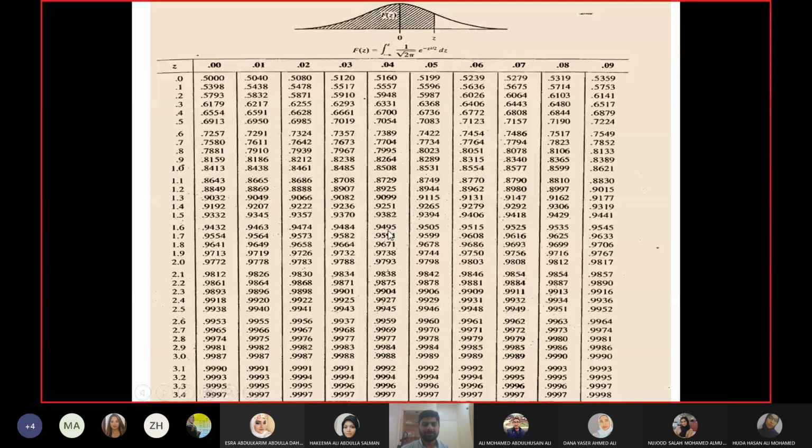At 94.95, the Z value is 1.64. See, the first decimal place will come from here and the second one will come from the column. So 1.64 is the Z value at 94.95 probability. Then at 95.05, the Z value is 1.65. Okay, so my required Z value is between 1.64 and 1.65. So it is exactly in the middle.